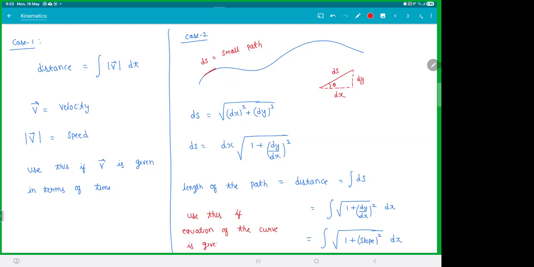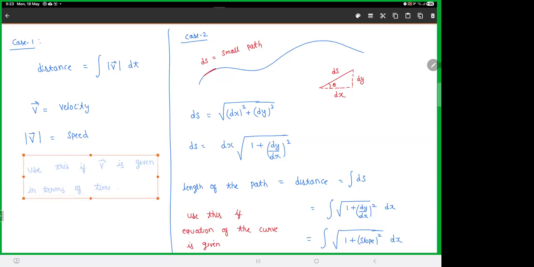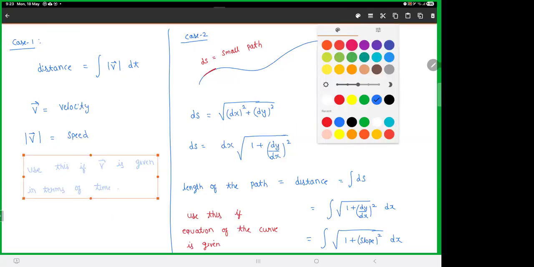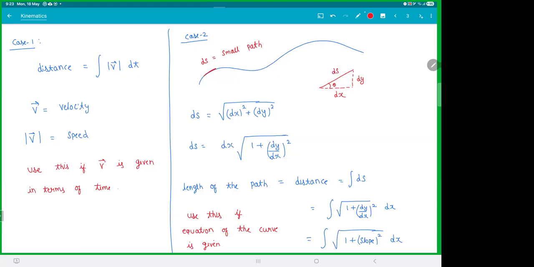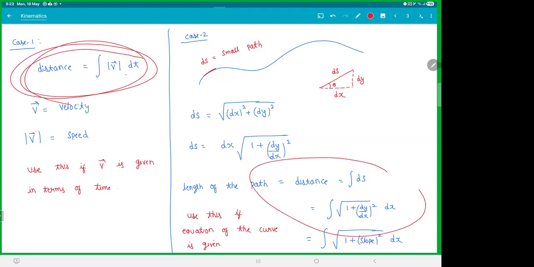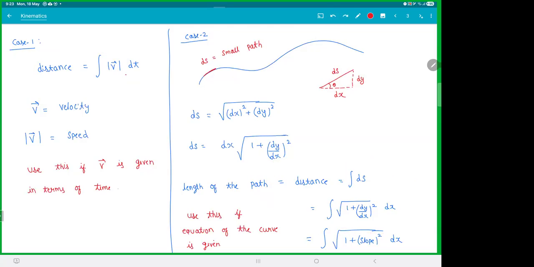You can note it down, just the main formulas you can remember. You can just note down this thing and this thing. Yeah, these two are sufficient. The things which are circled, those things you can just note down to the side. Clear with this?